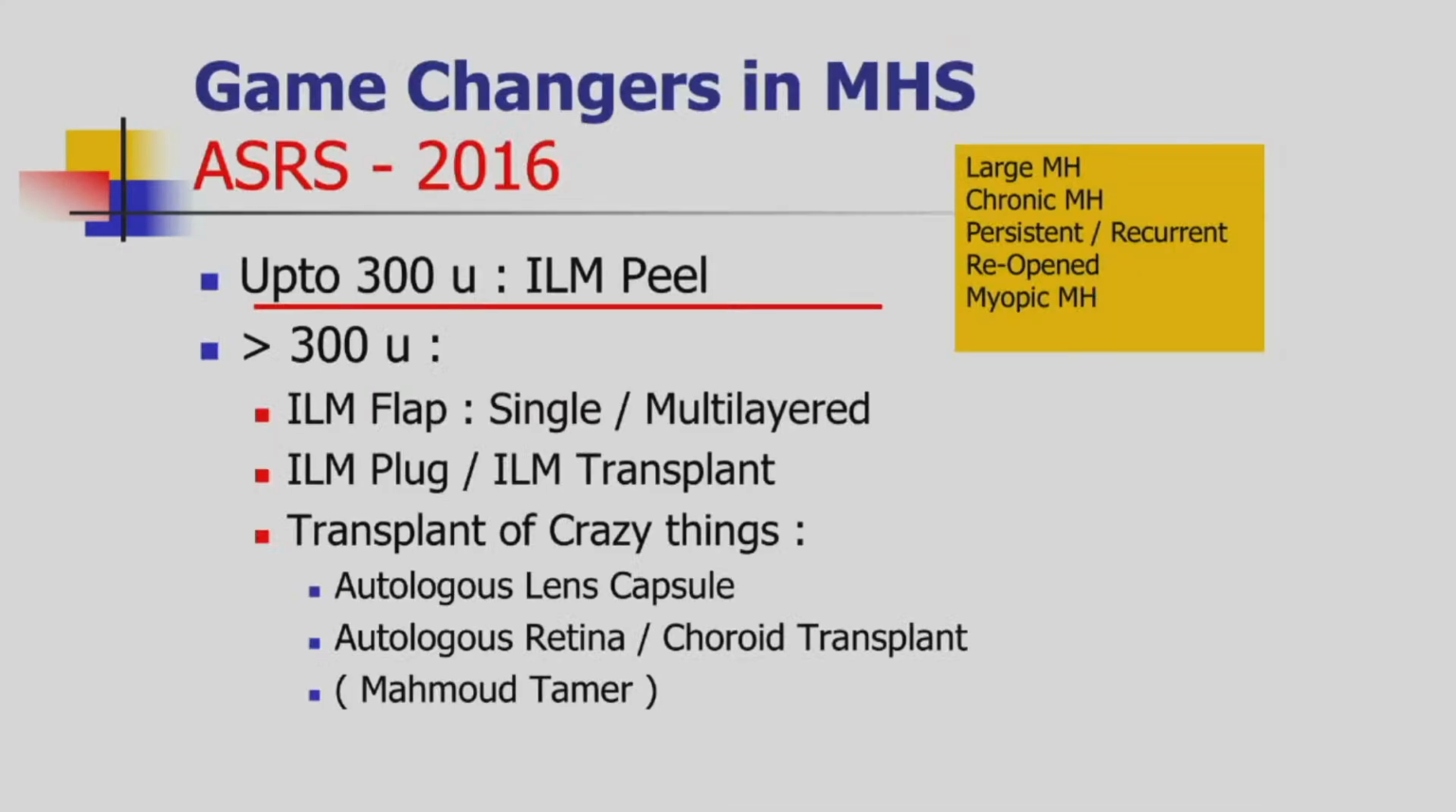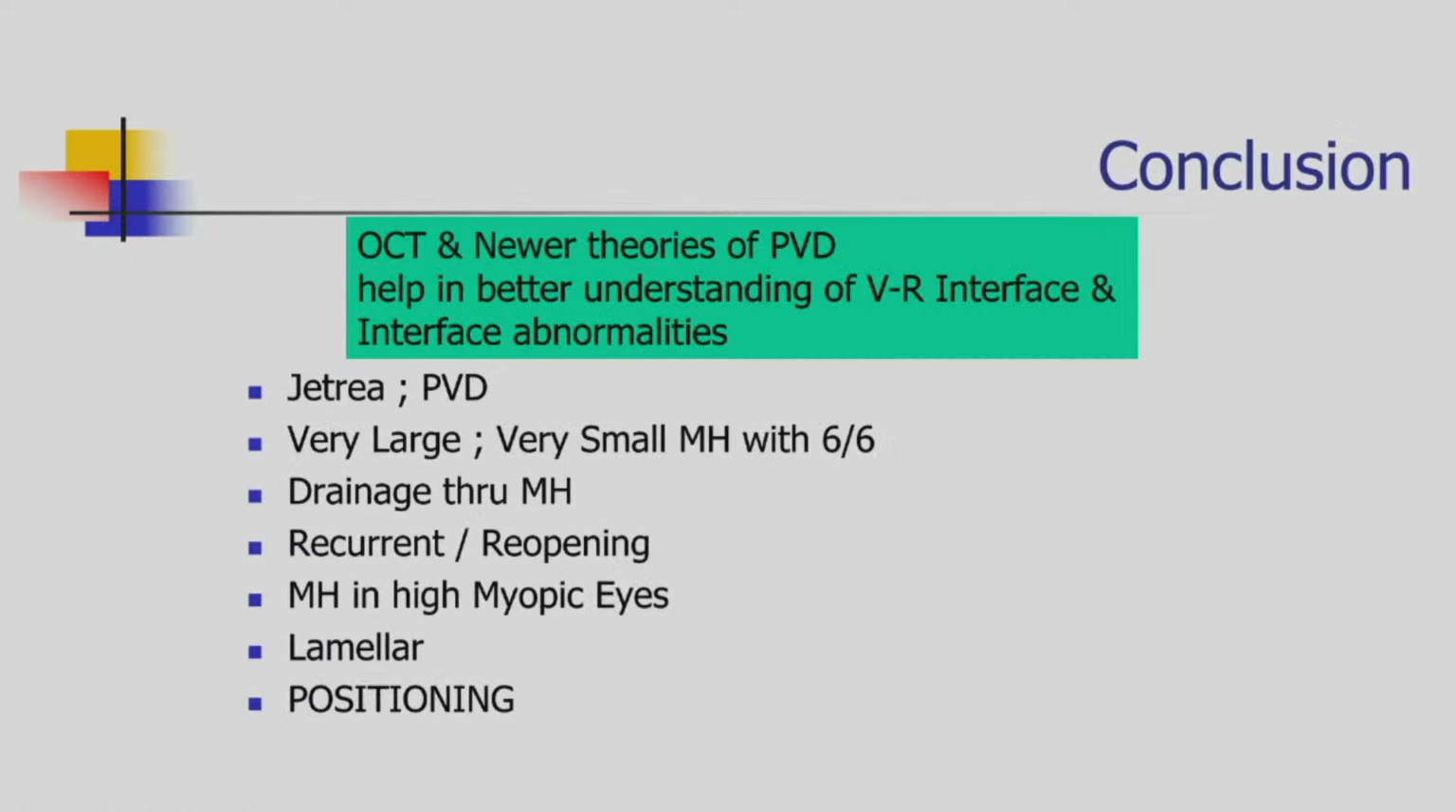So the world is today divided between peelers and non-peelers, and what is advocated is if it's a large macular hole, anything more than say 700-800, or it's a chronic macular hole, or it's a reopened macular hole, or it's a myopic macular hole, my personal choice is not to do a peel but to do a flap.